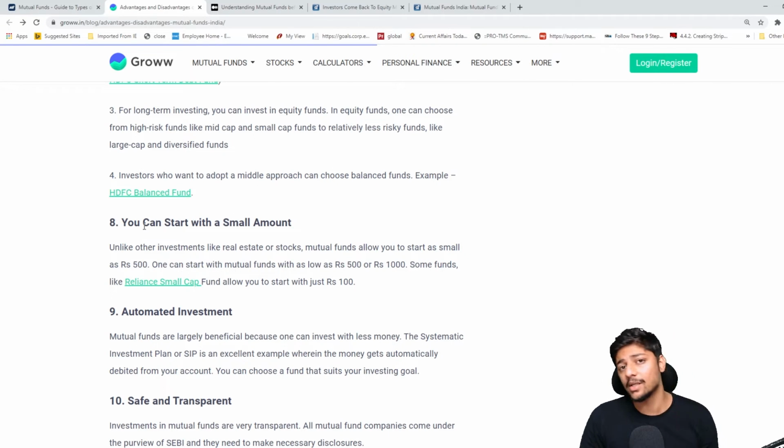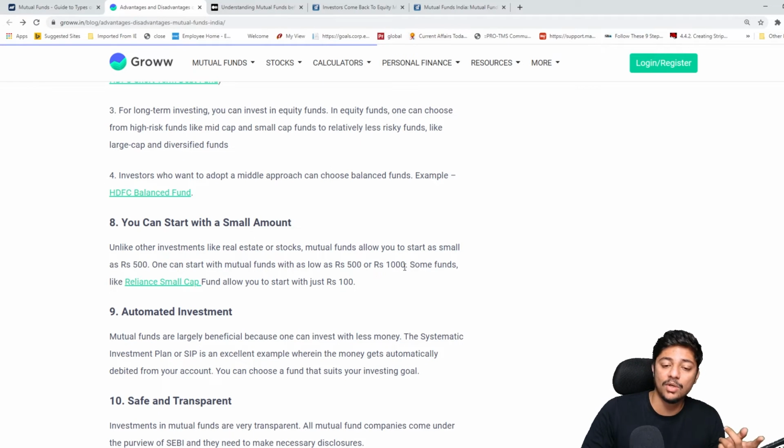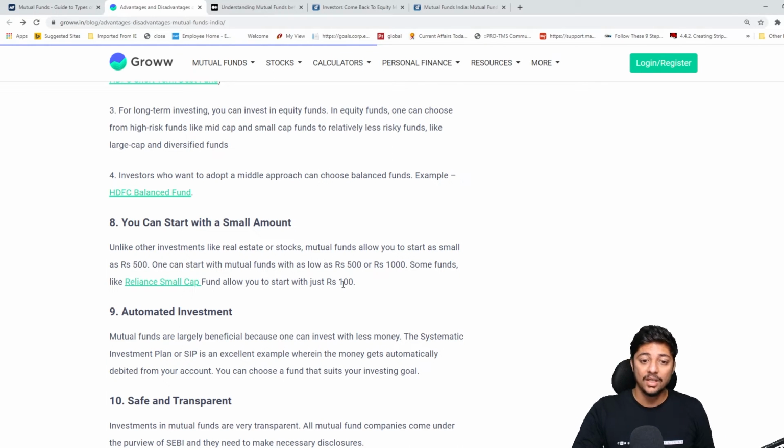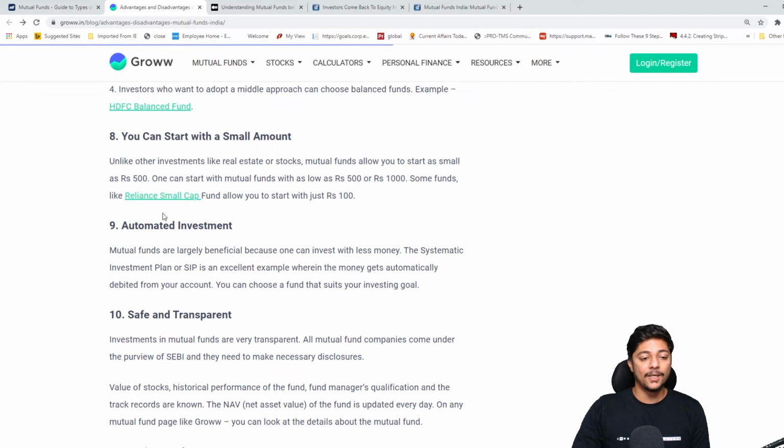The main advantage of this is that you can start with a small amount. Even at 500 rupees you can invest in a mutual fund, and you get the advantage of diversification into 100 stocks. So mutual fund is very good because you can start with 500. You can do whatever you want above 500. See, there are some funds apparently like Reliance Small Cap that let you start with 100 rupees. With 100 rupees you get the benefits of diversification, so that is good.